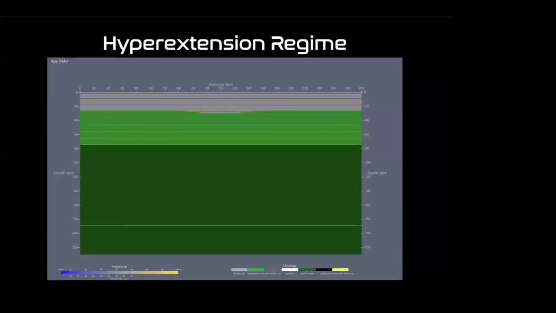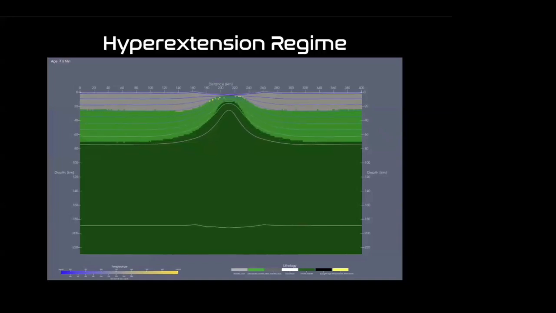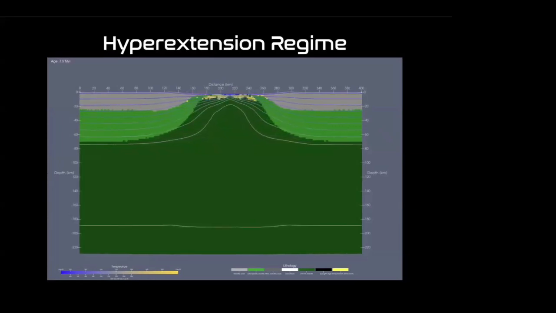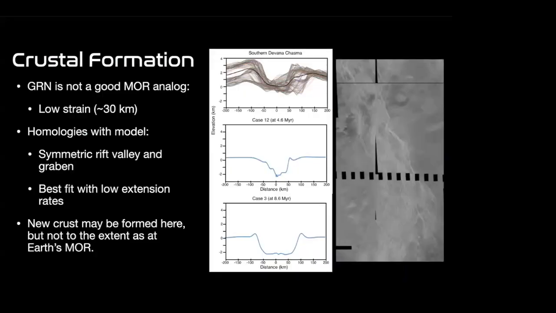On the other hand, the hyperextension regime, where no new material is being added, you're just pulling on the sides. So you don't have anything to fill that accommodation space. So you just create this normal looking rift with no new material. That produces profiles that look like this big, broad bowl shape, or this kind of messier, but overall still deep, broad feature. That, if you squint, does look like some of the rifts, like Southern Devana Chasma, and also Rona Chasma, and a few other features.